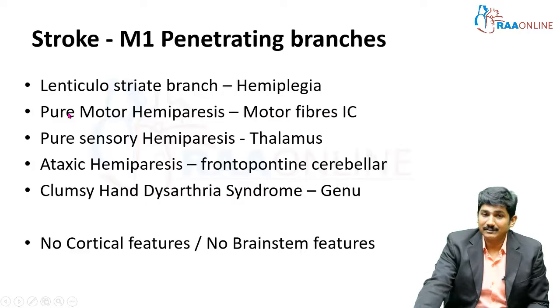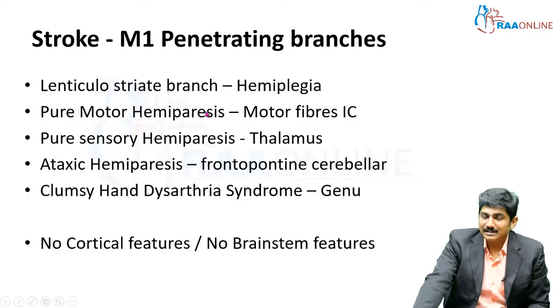Next, this can also affect the pure motor hemiparesis, by the motor fibers of the internal capsule. Next is the fiber supplying the thalamus, causing pure sensory hemiparesis. Ataxic hemiparesis occurs when frontopontocerebellar fibers are affected, and if that branch affects the genu, it's clumsy hand dysarthria syndrome. So, these are some exam questions. M1 penetrating branches, if they go for ischemia, these will be the presentations.